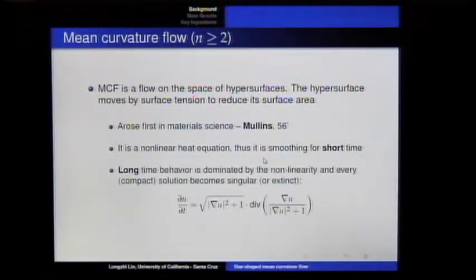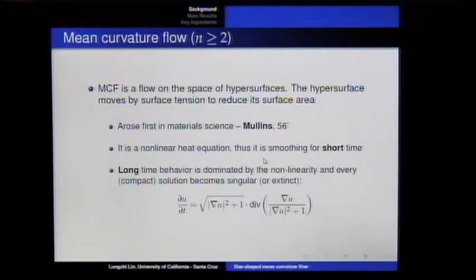So it's a nonlinear heat equation, and it has a short-time smoothing property. Even if you start with a rough surface, it will become smooth immediately. But the long-time behavior of the flow is dominated by the nonlinearity. Sorry, there should be a square root in the divergence. And we'll see in a minute that every compact mean curvature flow must develop singularities.